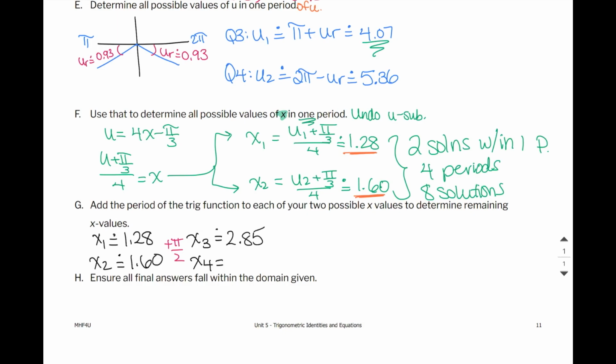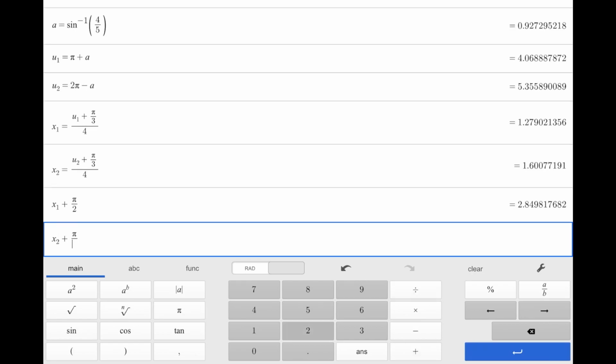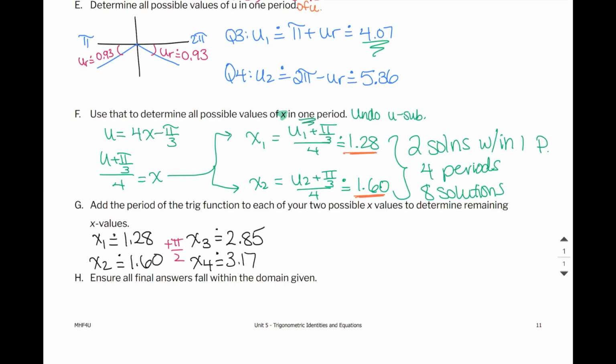And then I can do the same thing with x2. I can take x2 and add another period to that, which is pi over 2, and I'd get about 3.17. So now I have 4 of my 8 solutions. So I'm going to add another pi over 2 to get the next 2 solutions. That's going to give me x5 and x6. And then I'm going to add another pi over 2 to get my last 2 solutions. So that's going to give me x7 and x8.